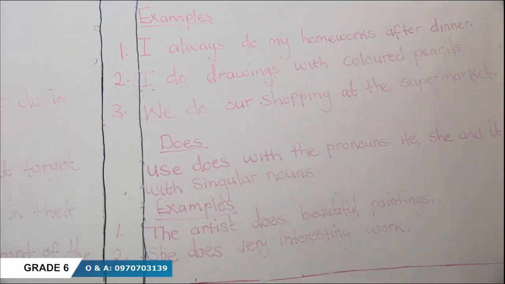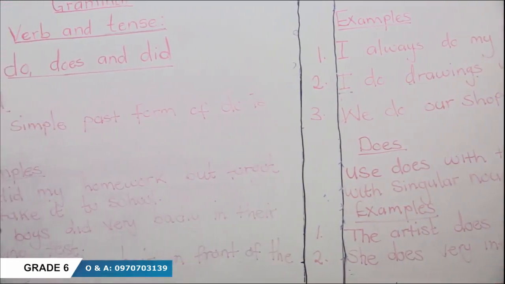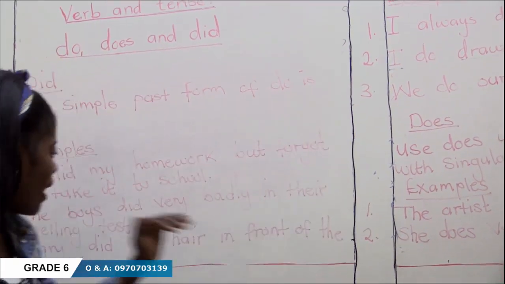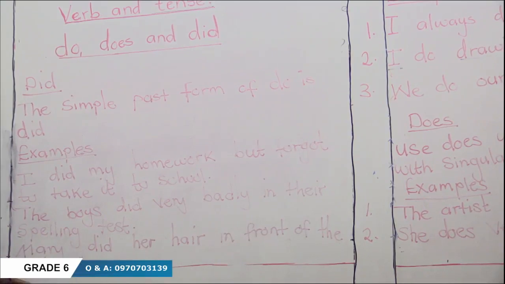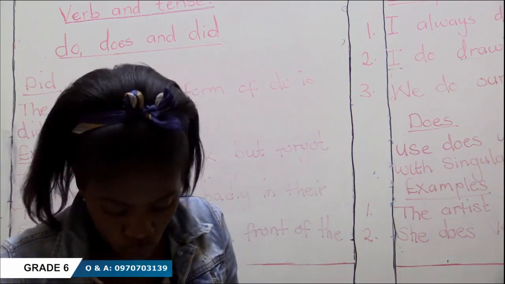Now we looked at did, and I said the simple past form of do is did. And I gave you examples. I did my homework but forgot to take it to school. Number two, the boys did very badly in their spelling test. Number three, Mary did her hair in front of the mirror. If you look at these sentences, boys and girls, they are all in the simple past form, since did is the past form of the word do.